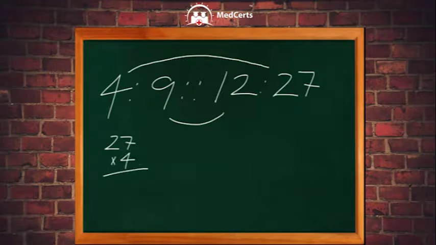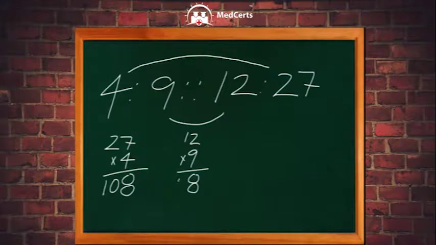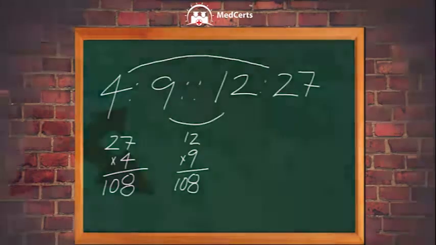27 times 4 gives us 108, and then 9 times 12 gives us 108. So this shows us that this is a true proportion.